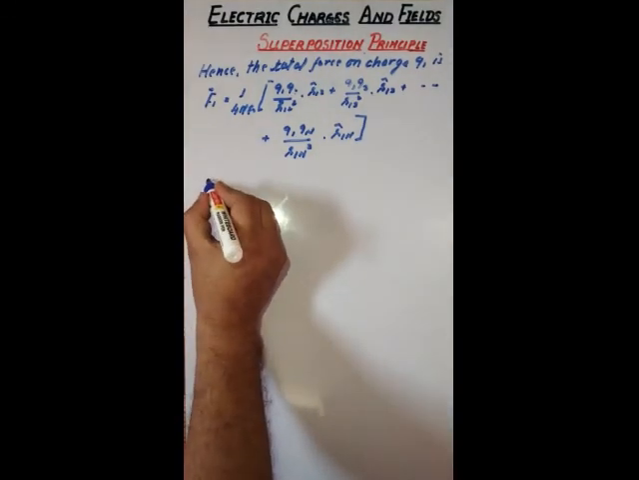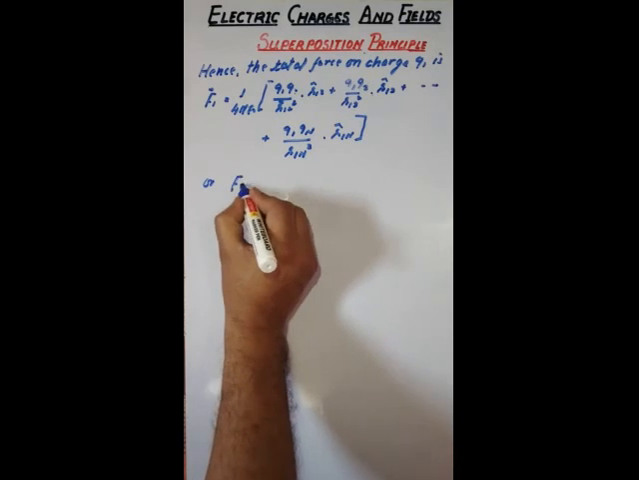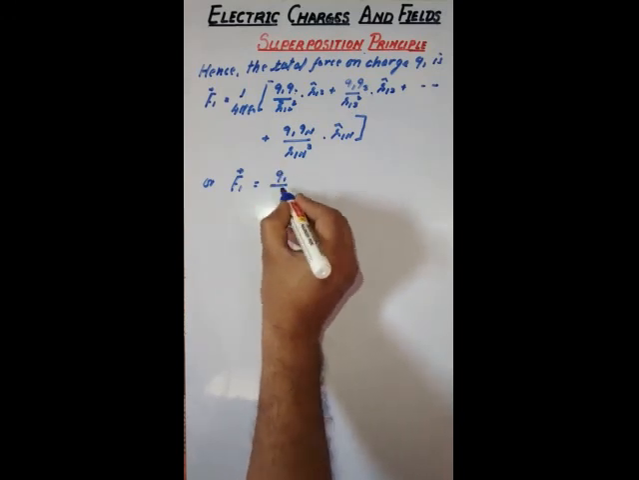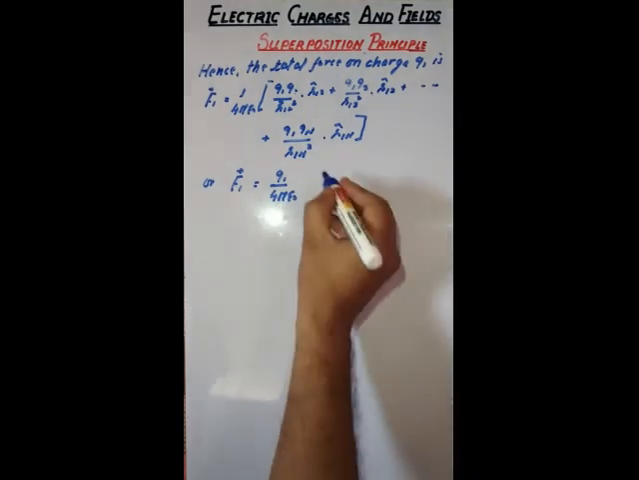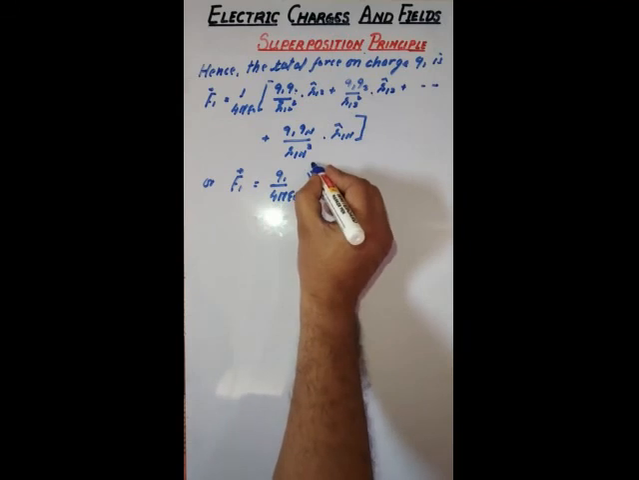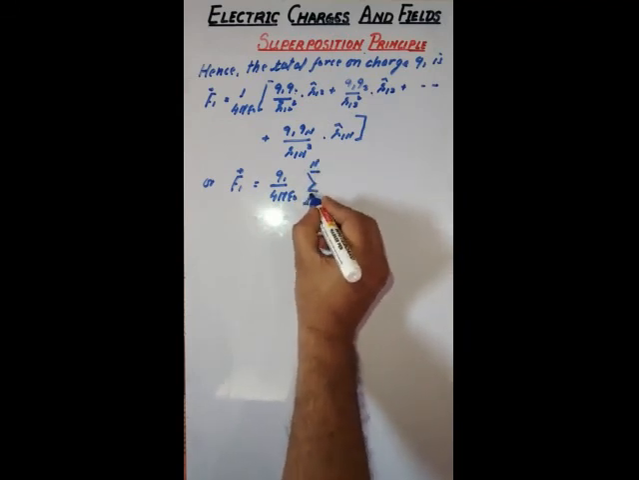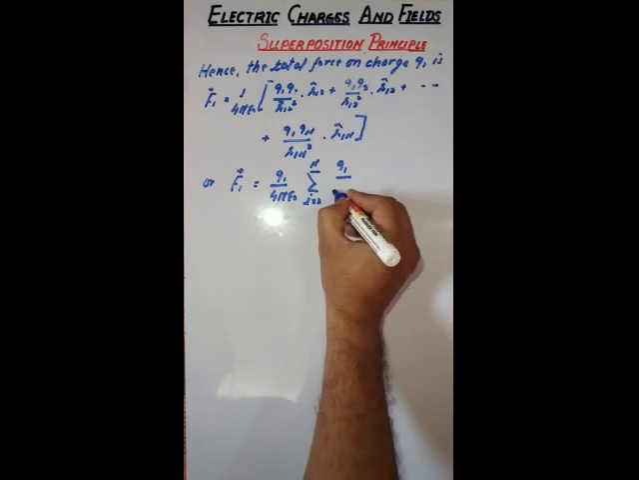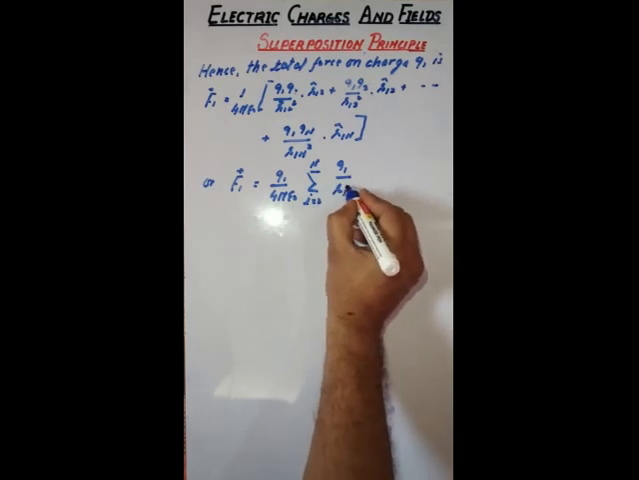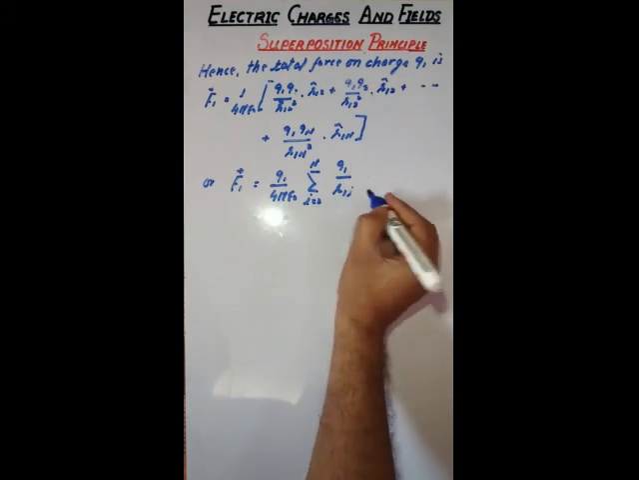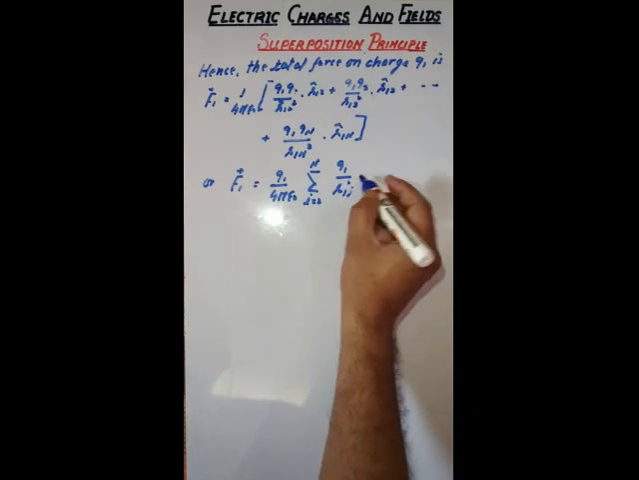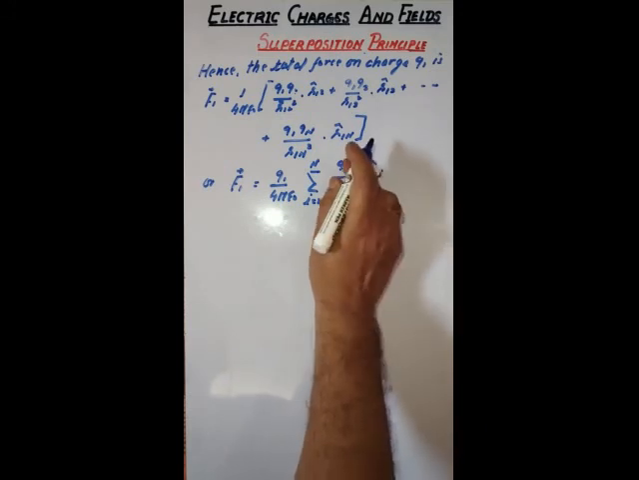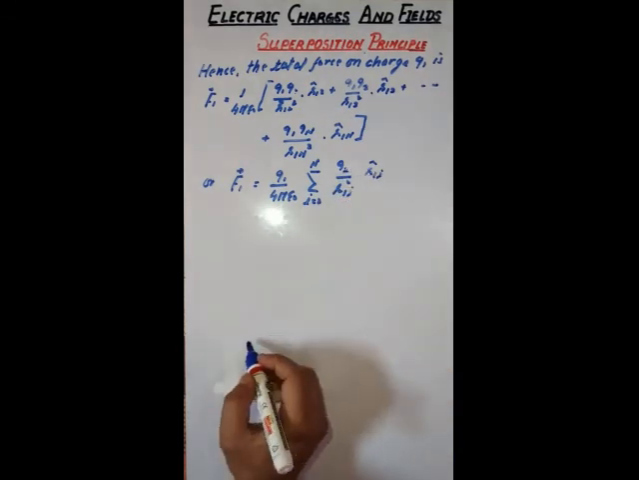Or you can write this equation: the force exerted on the first charge will equal Q1 upon 4 pi epsilon naught, summation with i from 2 to n, Qi upon R1i square, again the square will come, times R1i cap, the unit vector, for the charge Qi.